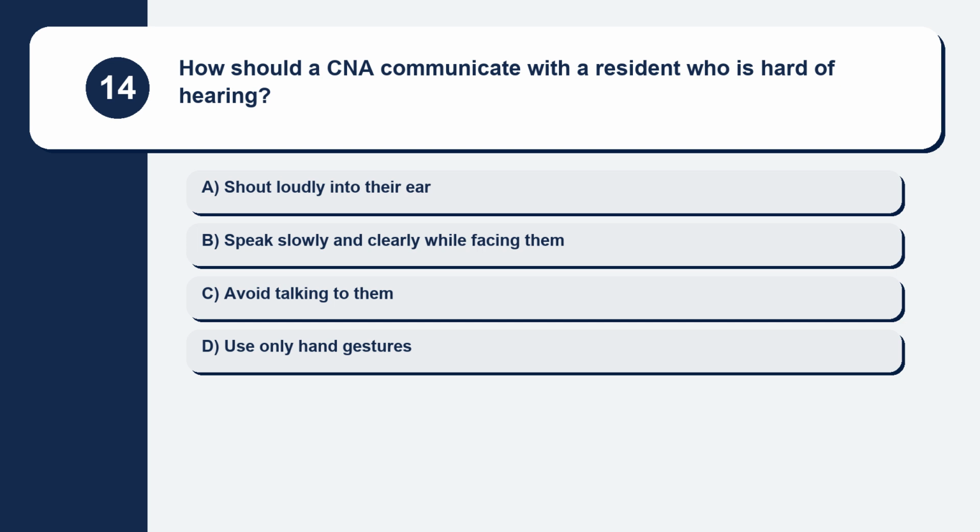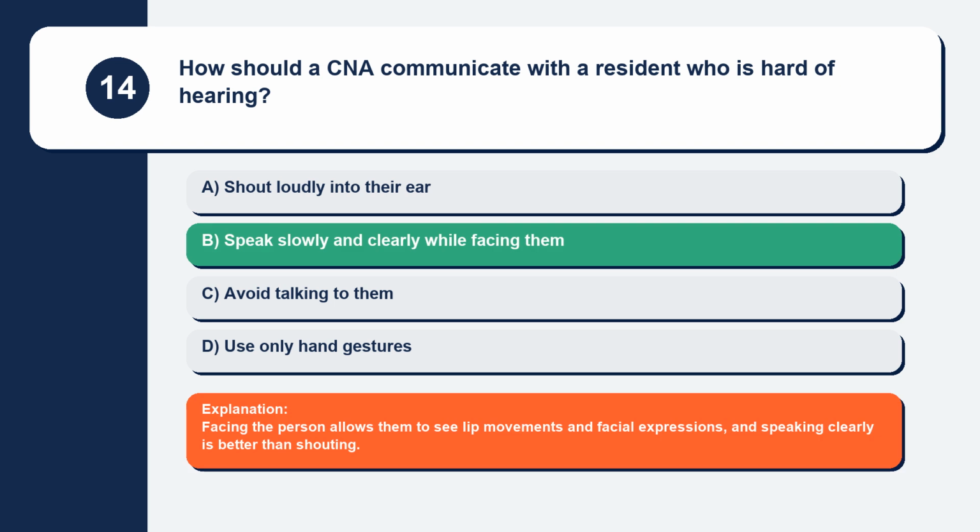Question 14. How should a CNA communicate with a resident who is hard of hearing? Shout loudly into their ear. Speak slowly and clearly while facing them. Avoid talking to them. Use only hand gestures. Facing the person allows them to see lip movements and facial expressions, and speaking clearly is better than shouting.